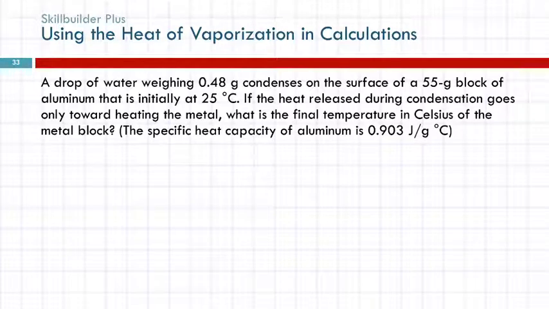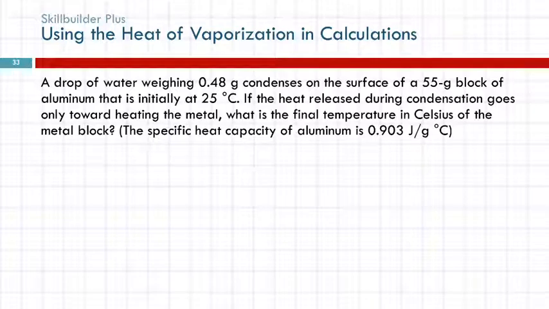Here's another one. A drop of water weighing 0.48 grams condenses on the surface of a 55-gram block of aluminum that is initially at 25 degrees Celsius. If the heat released during condensation goes only toward heating the metal, what is the final temperature in Celsius of the metal block? The specific heat capacity of aluminum is 0.903 joules per gram degree Celsius. This is a more involved problem.